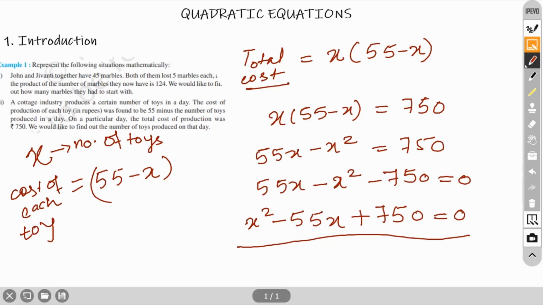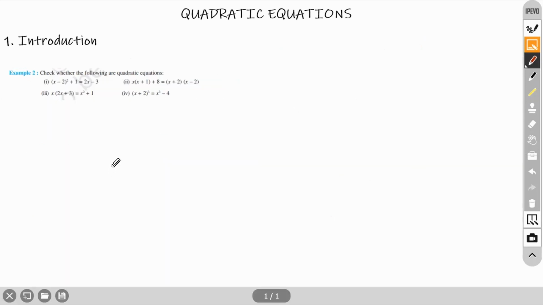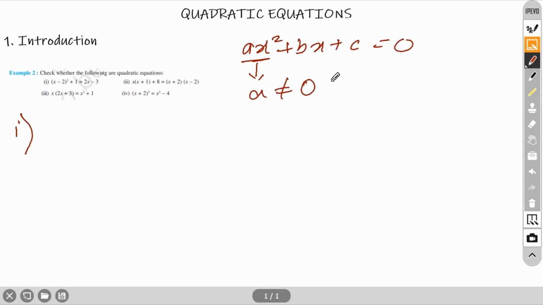Moving on to the next example. In this example, they are asking us to check whether the following equations are quadratic or not. Starting with the first part. So what do we have to check? For a quadratic equation, we know that the equation should be of the form ax square plus bx plus c equals 0, where this term, that is a, can never be equal to 0. So we just have to check whether the equations fulfill this condition or not.